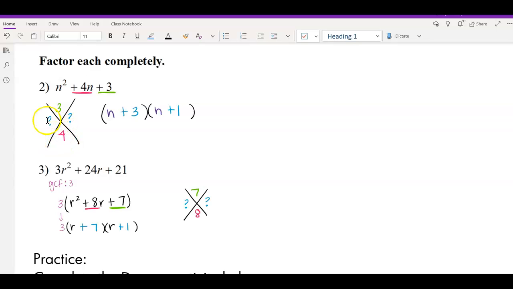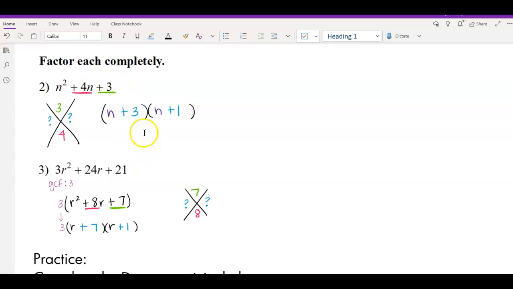And I say to myself, okay, what two numbers multiply to 3 and add to 4? And that's 3 and 1. Don't forget those n's to make that n squared at the front. So here's my answer, n plus 3 times n plus 1. Again, if you wanted to double check and make sure you're doing it right, FOIL this out. Hopefully you get the same answer that you started with, and then you know you were on the right track and you got the right answer.